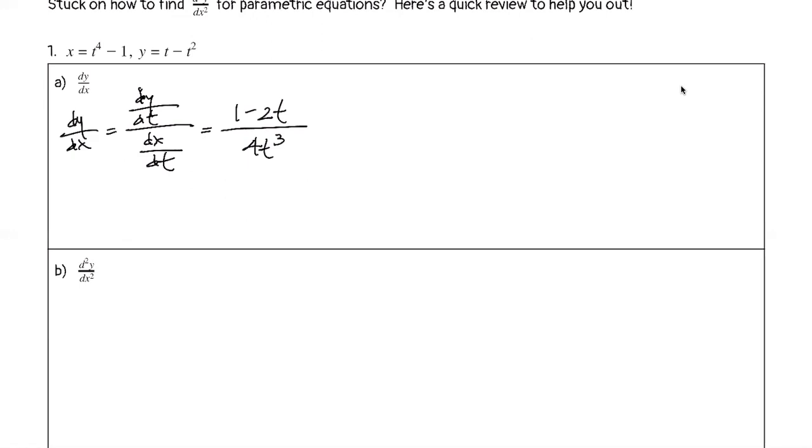Now, there's nothing wrong with leaving it like this, okay? If all you need to do is find the first derivative, I would 100% leave it here. But since we know we're going to be finding a second derivative, I'm going to encourage us to simplify what we have, because we're going to need to take a derivative of this again, okay? And so in this case, I would say a nice way to simplify this is break it up into two fractions. So we get 1 over 4t cubed minus 2t over 4t cubed.